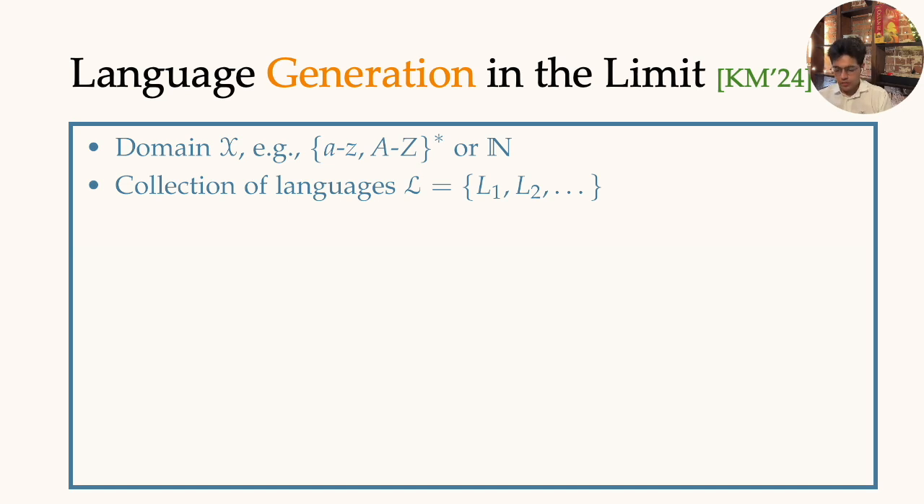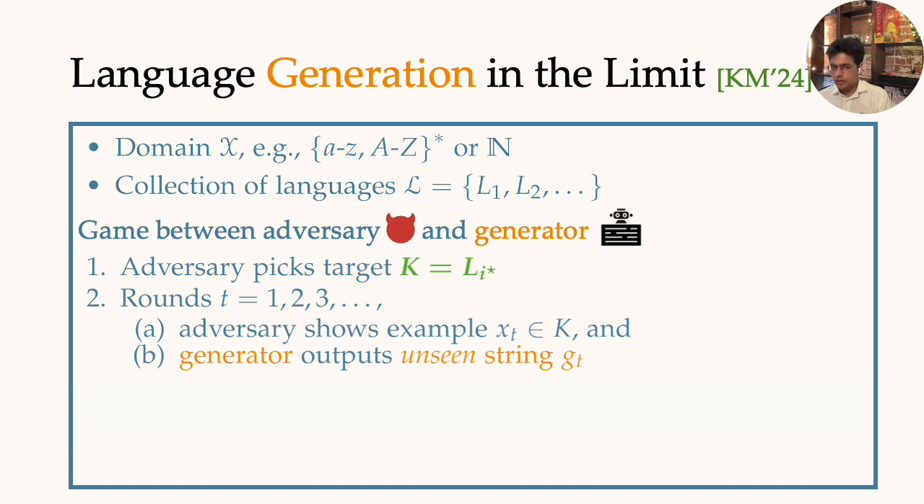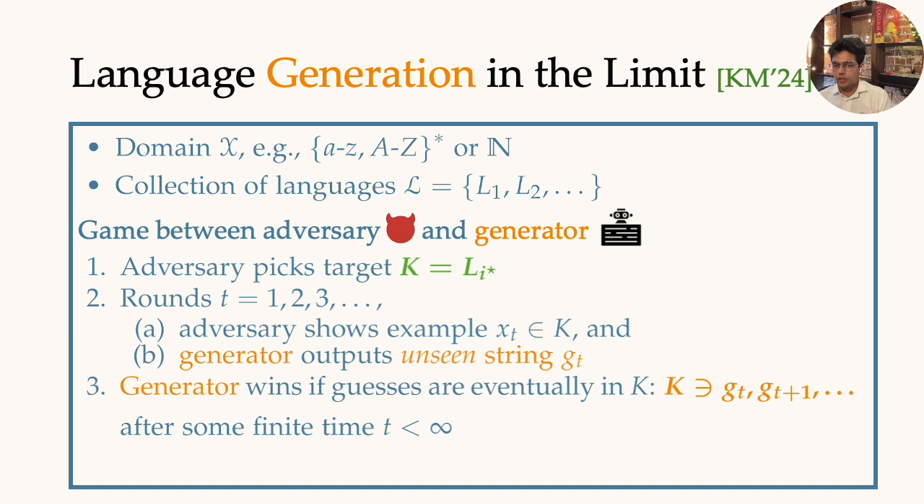Okay, with that, I'll move to the language generation model. This model has the same premise, a domain and a collection of languages, but now it's a game between an adversary and a generator. The game begins in the same manner. The adversary picks a target language and it proceeds in a similar manner over rounds. The only thing that changes is the goal of the generator. Now, instead of predicting the index of the target language, it only needs to output an unseen string from the target language. And we say that the generator has won if at some finite point, it starts generating unseen strings from the target language.